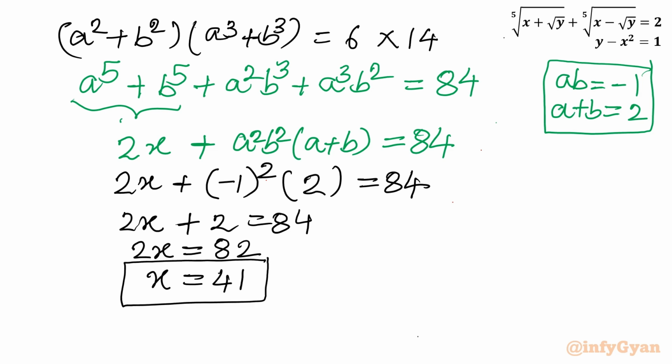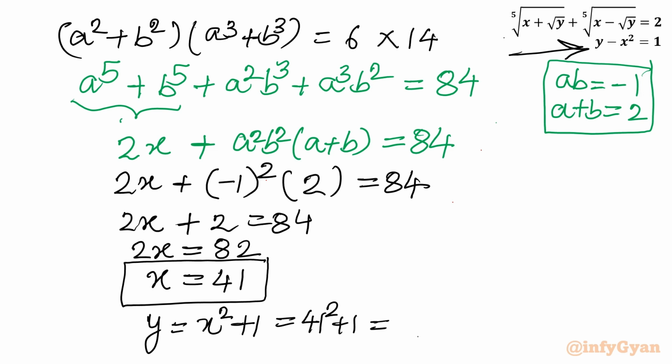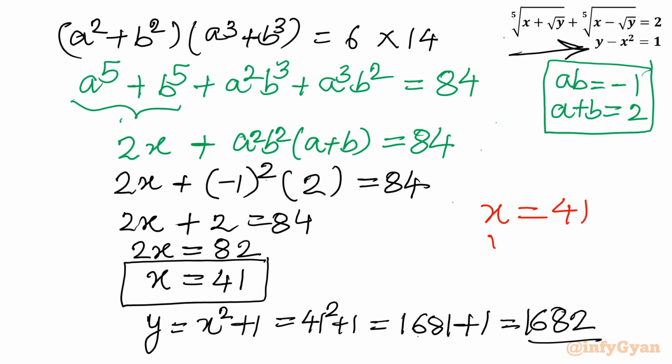Now one variable is known, that is x. Now I can calculate y. From the second equation, y will be x square plus 1. So 41 square plus 1. If you check, 41 square is 1681, plus 1. So I will write the y value as 1682. Let me write our final answer: x is equal to 41 and y is equal to 1682.